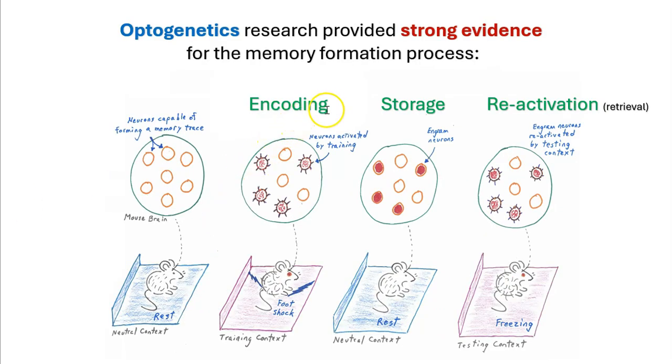So optogenetics research provided strong evidence for this process of memory formation that we illustrated in the previous lesson. The encoding stage, the storage stage, the reactivation stage. It is optogenetics that gave us direct evidence of the story shown in this illustration.